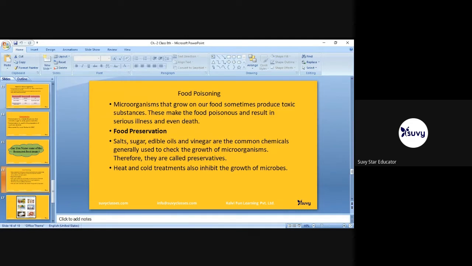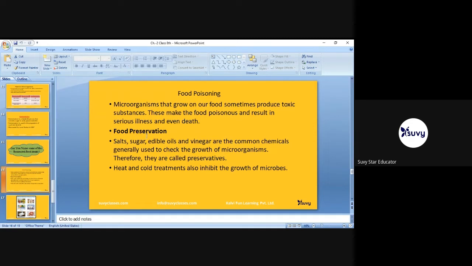Because if the number of microorganisms increases on the food item, that will certainly produce some toxic substances, right? And that can cause food poisoning. So ultimately, how can we prevent food poisoning? To prevent food poisoning, there are certain chemicals, certain things that can prevent that. We have different processes for that, which come under food preservation.